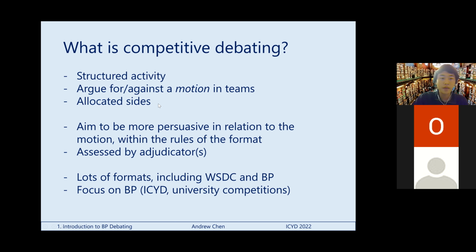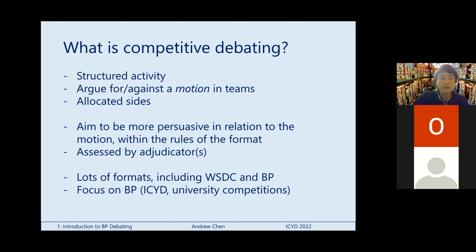Like most competitive debating competitions, you will be allocated sides. So you will be told whether you need to argue for or against a motion. You won't get to choose that yourself. So quite often you might find that you're arguing for a position that you don't necessarily believe in yourself. That's completely fine. It might be a little bit difficult at first, but it's a really useful skill to have and develop.